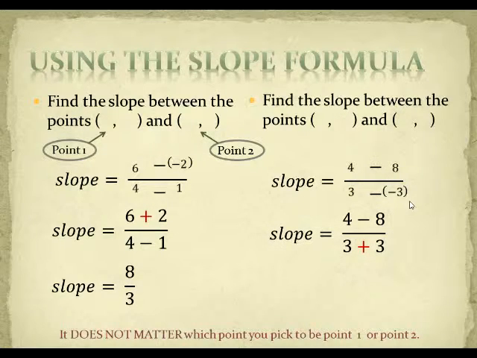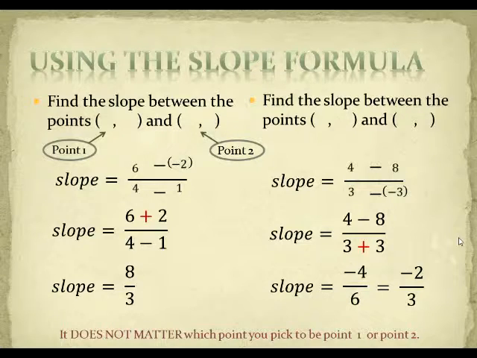So we have 4 minus 8 over 3 plus 3. All we have to do is simplify the top and simplify the bottom. 4 minus 8 is -4. 3 plus 3 is 6. The slope of this line is -4/6. I look at this and I see an even number on top, an even number on bottom. We can simplify this. That's the same as -2/3. So the slope of this line is -2/3. Please note it's a negative, so this is what we would have as a downhill slope from left to right. It goes down. Down 2 units, over 3 units.